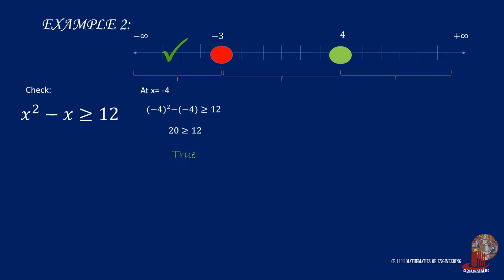For the second range, within negative 3 and positive 4, we again assume an x value of 0 and plug this into the inequality, then we come up with 0 is greater than or equal to 12, which we know is false.